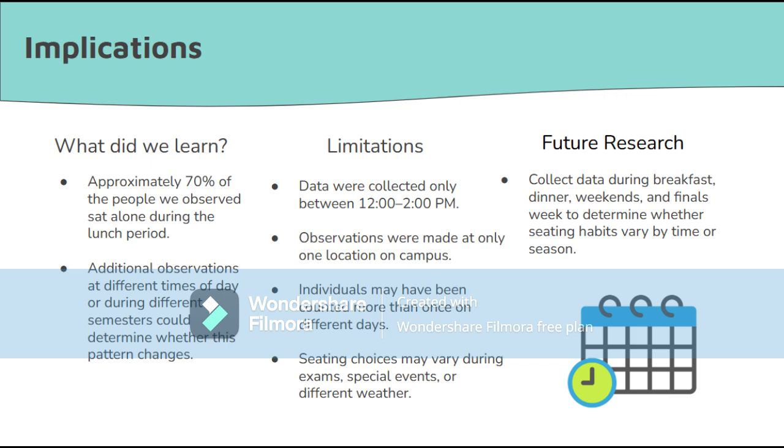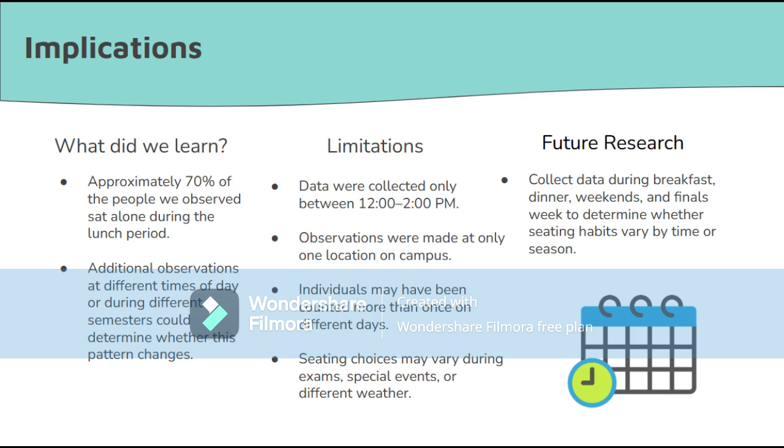A few of the limitations that we had were that our data was only collected between 12 to 2 p.m. The observations that we made were only at one location on campus, and some individuals may have been counted more than once on different days. Then the last limitation that we had was that seating choices may vary depending on exam season, special events, different weather. Also, whether there's a public holiday tomorrow could affect the amount of people that are at the crossroads today. Those were the different limitations that we had while collecting our data.